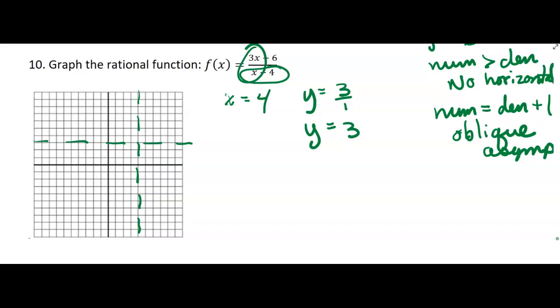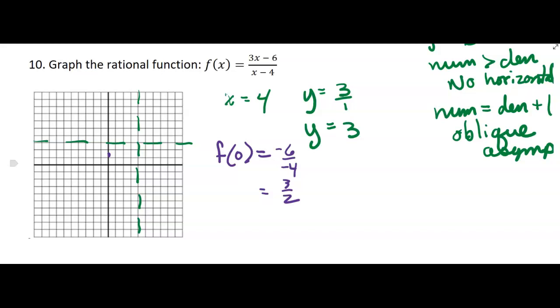Now, from there, you're finding points. So maybe I would plug in 0, find f of 0. And I would get negative 6. You know what? I'm going to erase my drawing. Oops, because I can't read it anymore. Okay, so if I put in 0, negative 6 over negative 4, which is 3 over 2, 1.5. So 0, 1.5, it's like right there.